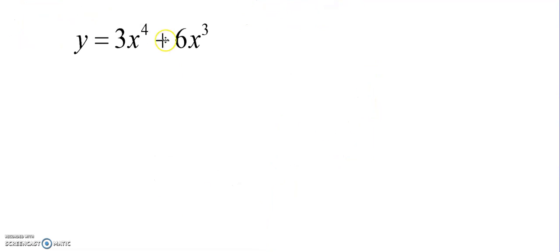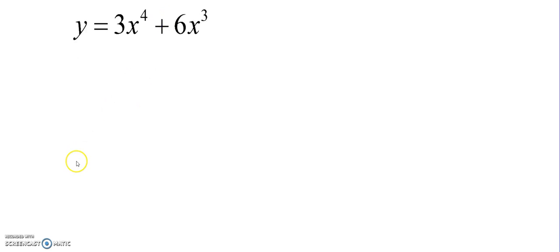All right, try the next one. Again, answer all of the questions in the packet about this function, including doing the graph. Pause the video, unpause when you're ready to check.